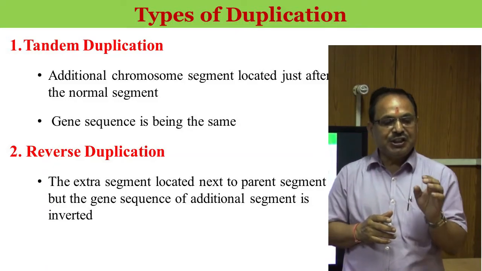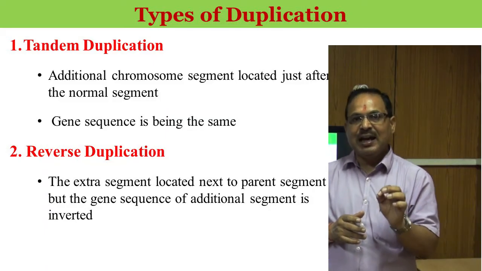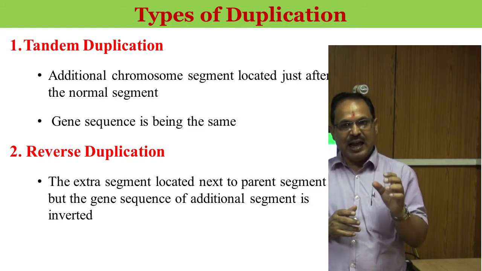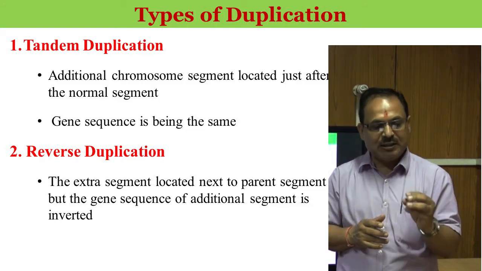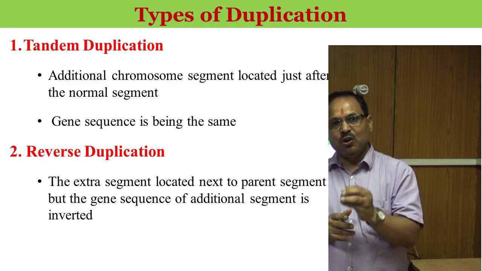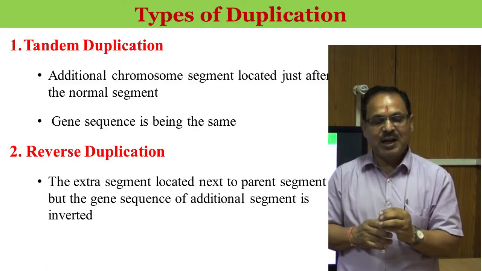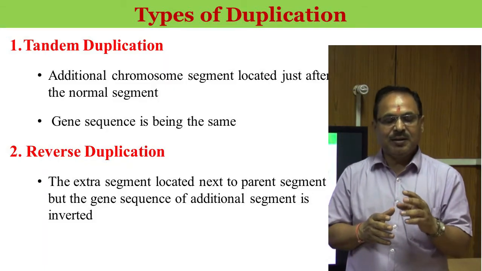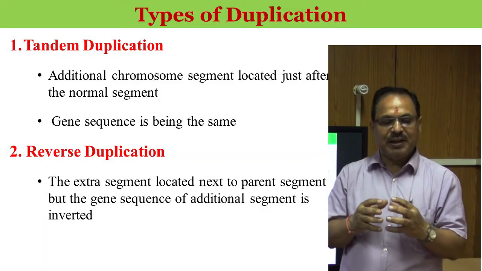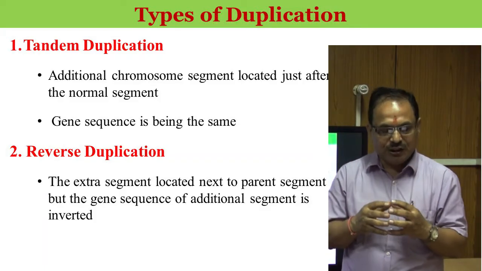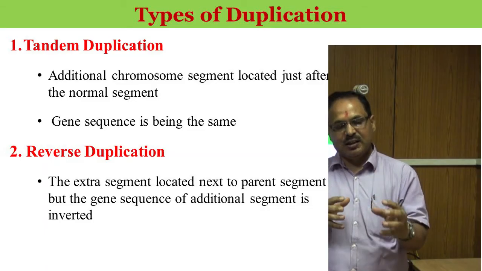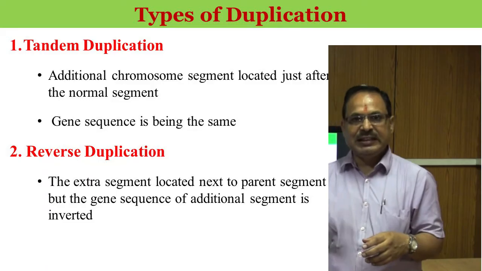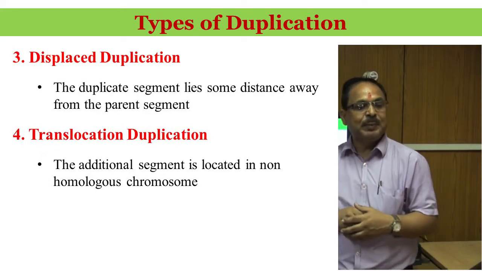So here the gene sequence is the same as the original one. But in case of reverse duplications, the extra chromosomal segment which is added to the normal chromosome is just next to the parental segment, but the sequence of genes present on the additional segment is inverted, just reversed.